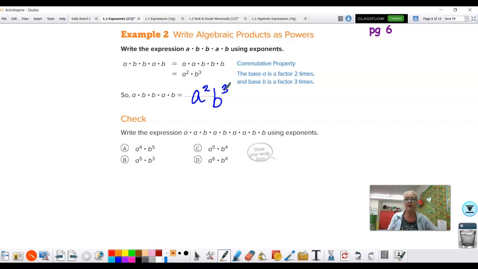variables. Okay. Write the expression a times, I'm not going to read that whole thing, using exponents. Well, count how many a's there are. Let's see, there's 1, 2, 3, 4, 5 a's. So it's either going to be C or B. And how many b's are there? 1, 2, 3. So that means in this case, B is the correct answer because it has a 3 on the B.